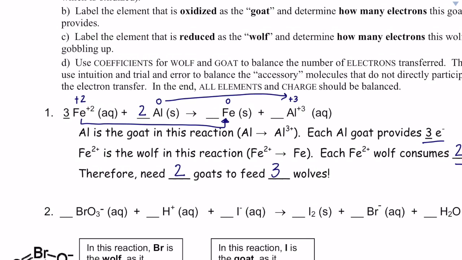And now we need to balance the other side as well. We have 3 wolves on the reactant side, which means we're going to make 3 irons over here. And we're going to use 2 aluminums, which means we'll end up with 2 aluminums on the product side. And that is how you balance this first equation.